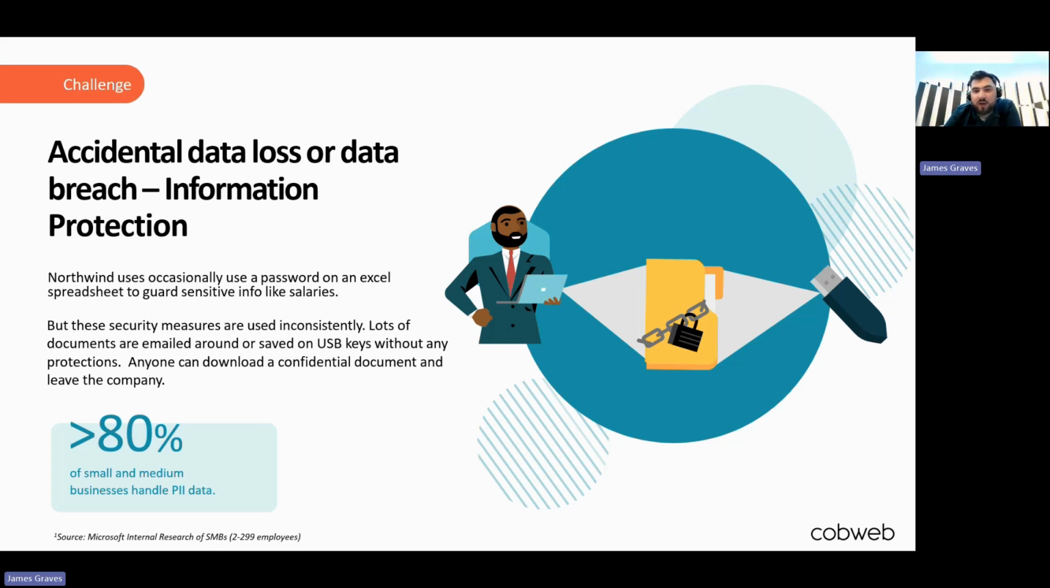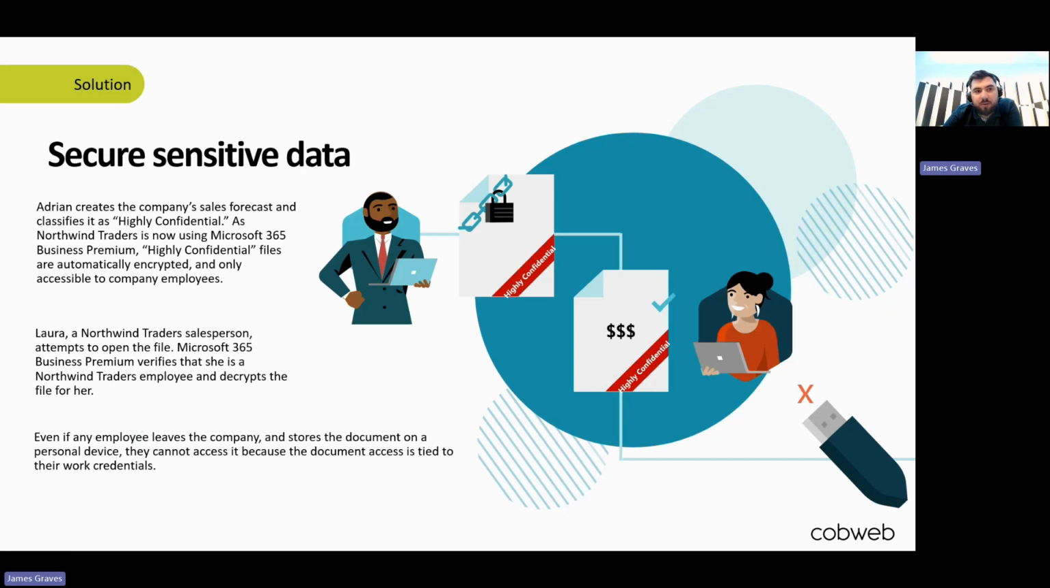However, if we started to look at implementing what are known as information protection policies, we start getting some additional tools in play here. In this instance, Adrian's created the company's sales forecast, and he classifies it as highly confidential. This is applying, in essence, a security label to his document to say that the information contained within is highly confidential. As a part of this, he will have been prompted at the top of his screen to select a security label for this document before it will allow him to save it. So you can have highly confidential, you can have public documents, internal documents.